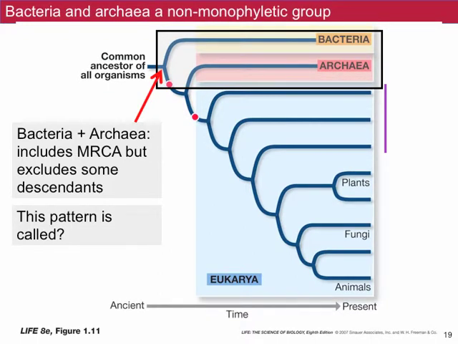So what is this pattern called? Right, so it's paraphyly, because we've excluded one of the descendants of the common ancestor.